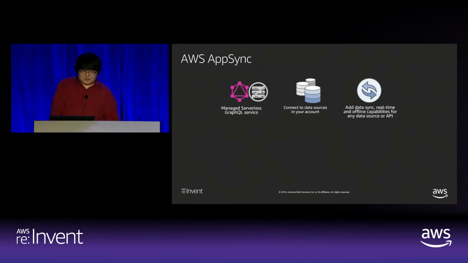So what is AWS AppSync? It is a managed serverless GraphQL service. So we manage all the queries, mutations, subscriptions that you would be using to get this data, and we'll dive into that a little more later on. You can connect to data sources in your account, multiple data sources if you wish. These can range from Amazon DynamoDB, which we'll be using today. We've also launched support for Amazon Aurora.